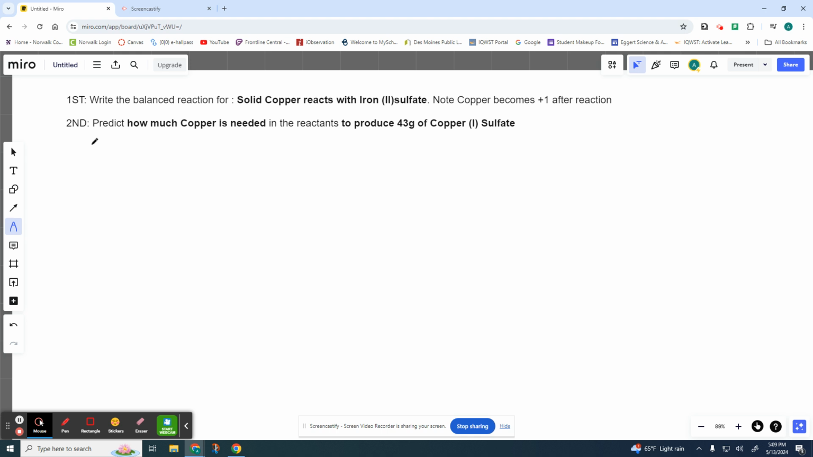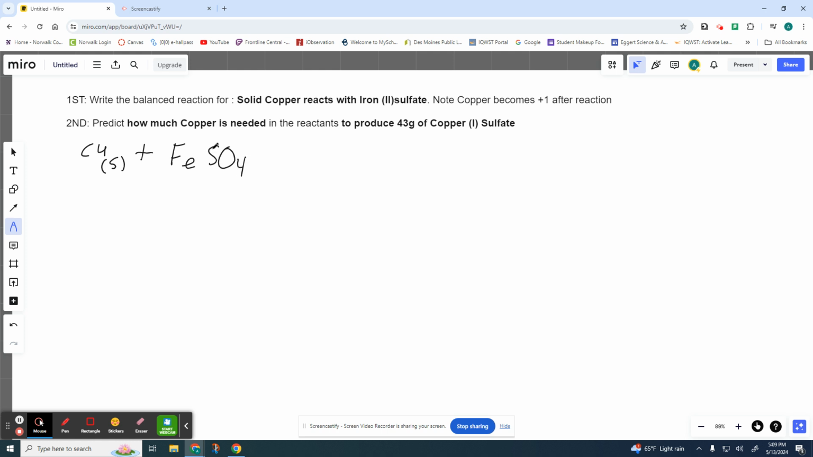For solid copper, we've got Cu. That's not a 4, that's a C, U. I'm going to put S for solid. Plus, when it says reacts with, we mean plus. Iron 2 sulfate. I know iron is Fe. Sulfate ends in ATE. That is a polyatomic ion. So you have to look at your polyatomic sheet or Google sulfate polyatomic ion, and you'll find out that sulfate is SO4.